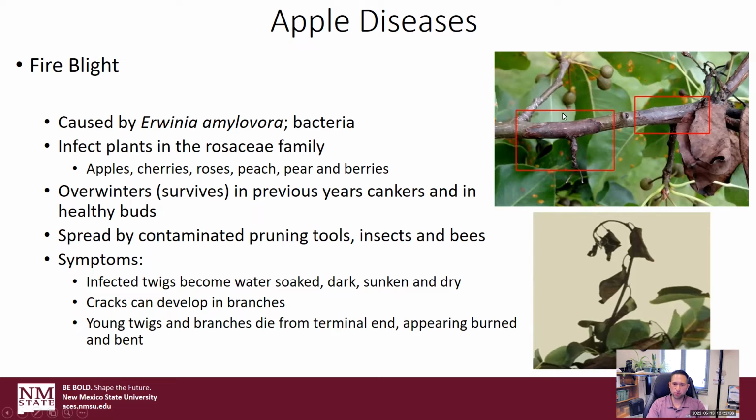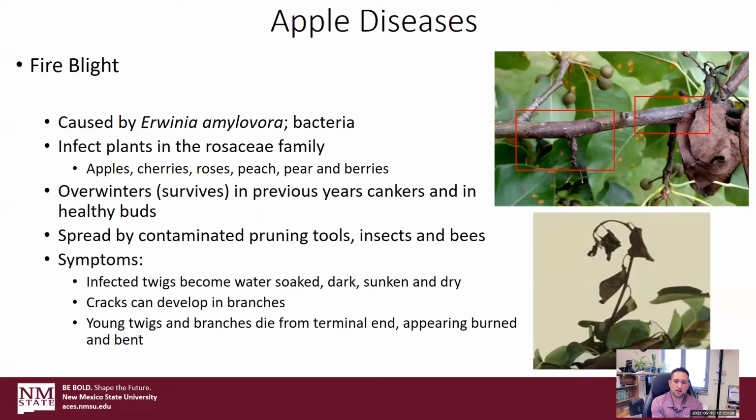This bacteria overwinters, or survives over the winter, in previous year's cankers. So a canker here is just this blackened area in these boxes here. This is where the actively growing bacteria is in that branch. They can also survive in healthy buds. They're mostly spread by contaminated pruning tools. So if you're pruning your trees and they're affected by this and you don't realize it, they can survive on some of these pruning tools, and you can just be spreading it that way.